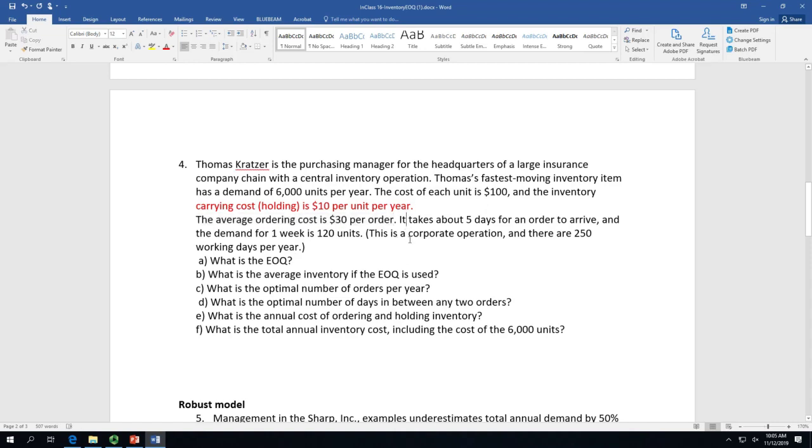It also says it takes about 5 days for an order to arrive. And the demand for 1 week is 120 units. There are 250 working days per year. And what is this information? The cost of each unit, this is the product cost. So if I give a notation, I would say this is the product itself.